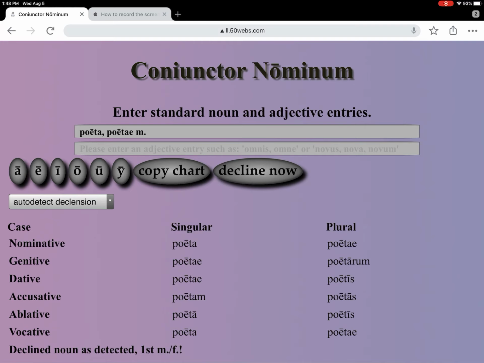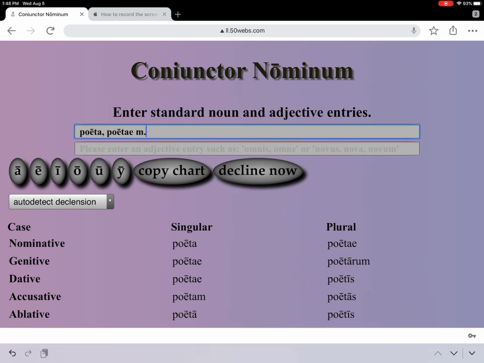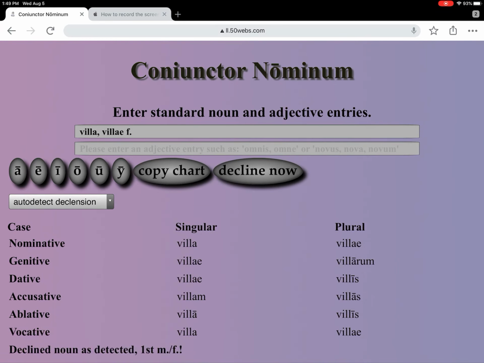But anytime you want to check your declensions, you can bring them here. Let's just throw in one last Latin noun. What could we do? We could do villa. Villa is the Latin word for a fancy country house, a villa. Villa, villae, feminine. And I'm going to click decline, and there we go. So again, this is how you can check it, and hopefully that makes sense of what we're doing.